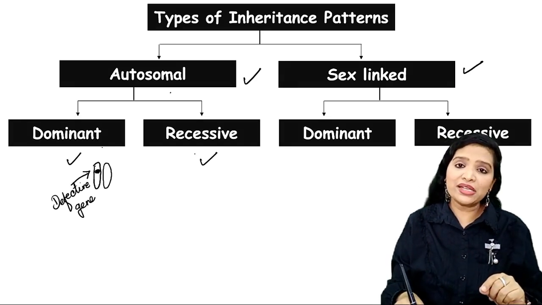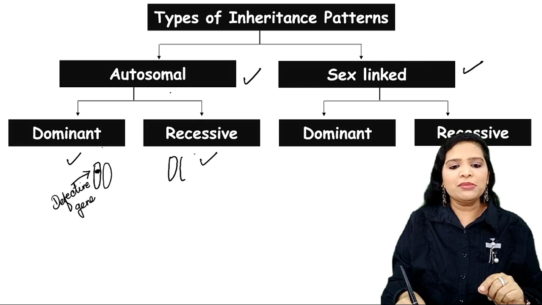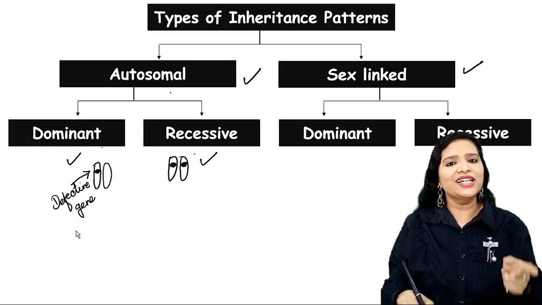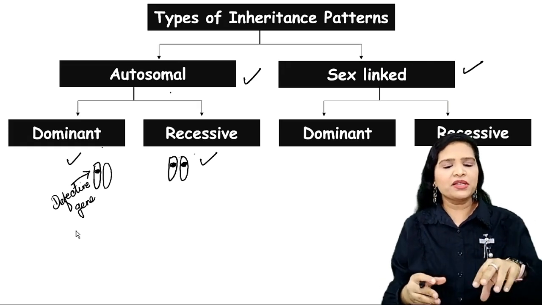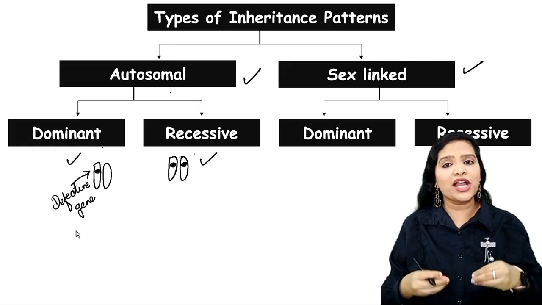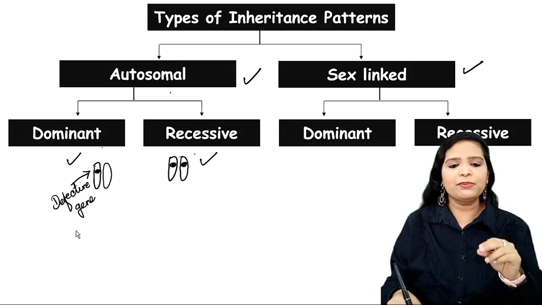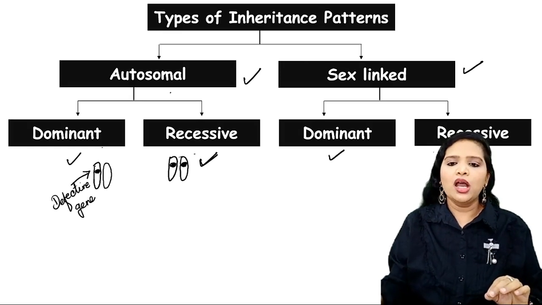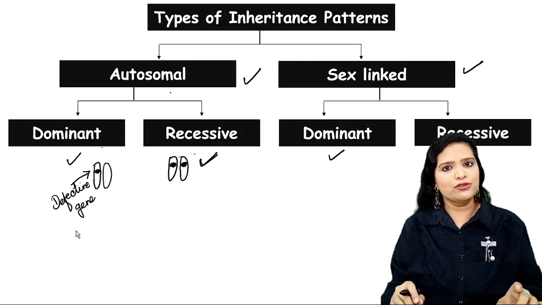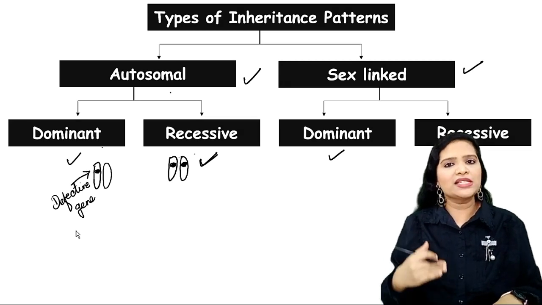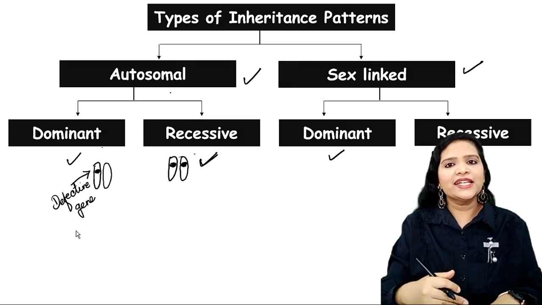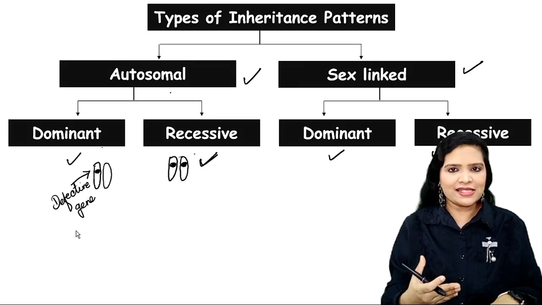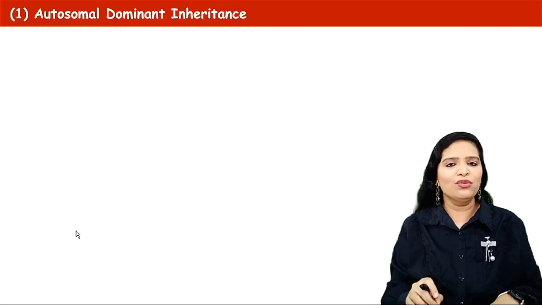In order to have a recessive disease, the gene must be present as two copies. You have to have two copies of the defective gene. Only if two copies, one from the father and one from the mother, are present will the child have the disease. Such types of disorders are called recessive. Got it? Similarly, it is applicable for sex-linked dominant and sex-linked recessive disorders also. So these are the four types in which genetic disorders get inherited from the parents to the offspring. Let's discuss each in detail one by one.